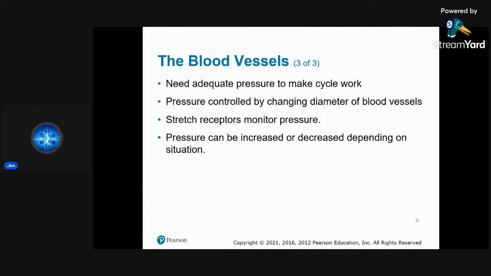How do we control our blood pressure? How does your body control blood pressure? It changes the diameter of blood vessels, so it will constrict or make smaller, or it'll dilate and make bigger. So if our pressure is too low, it's going to constrict using a smooth muscle layer in your vessels, and they'll constrict and make that vessel smaller, which will in turn increase the pressure.